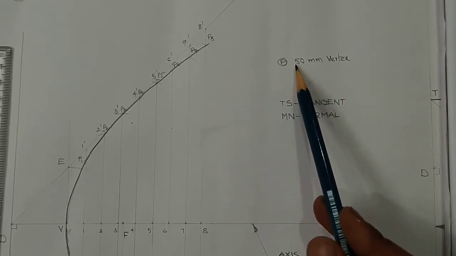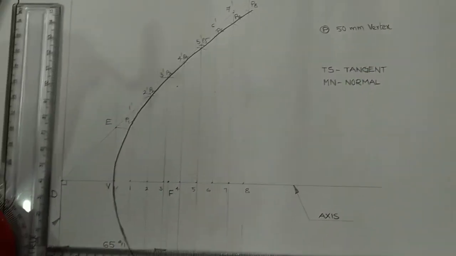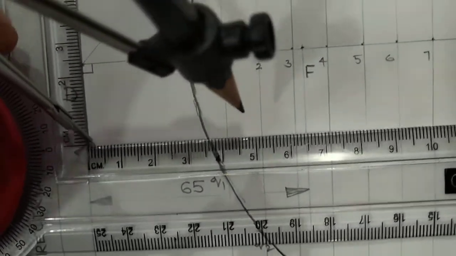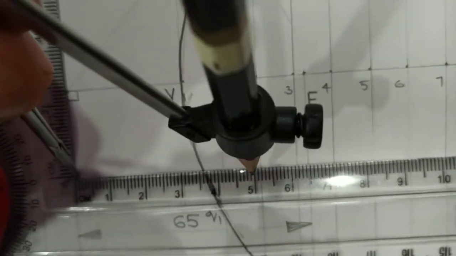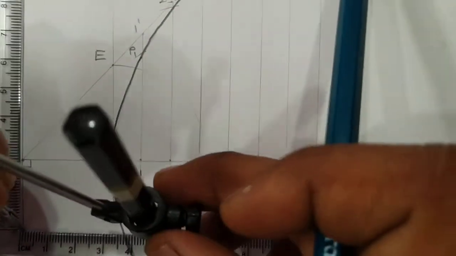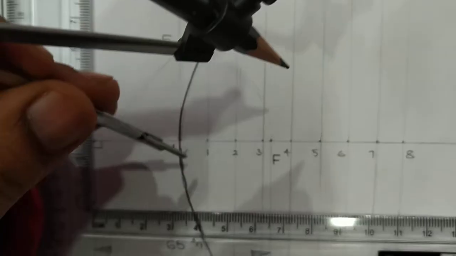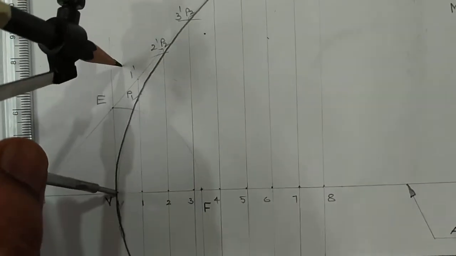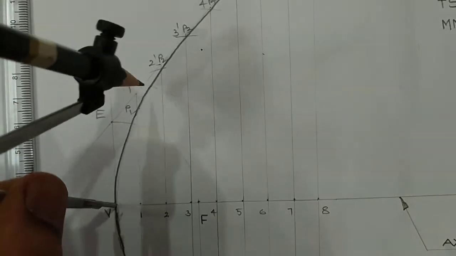So we should take the 50 mm dimension as radius. Here I am taking a 50 mm dimension radius. This is 50 mm, and we should take the vertex point as center. Here we should take the vertex point as center and draw the arc on the parabola. In this way we can construct the arc.